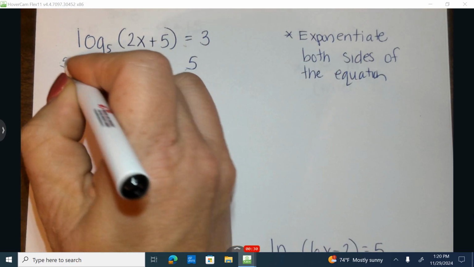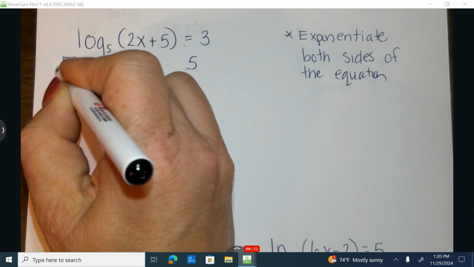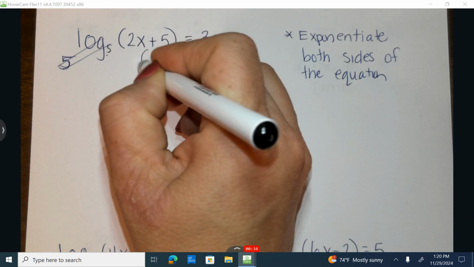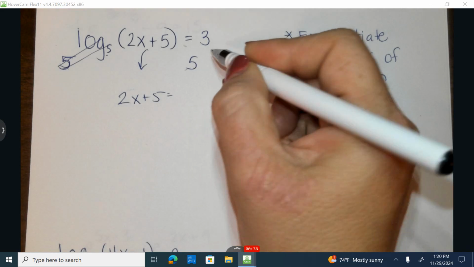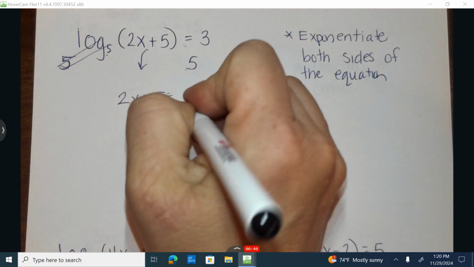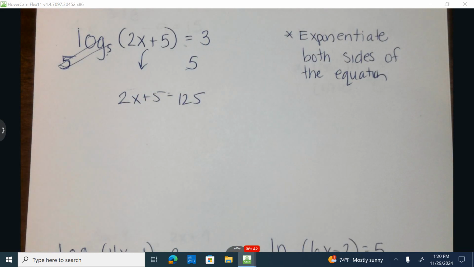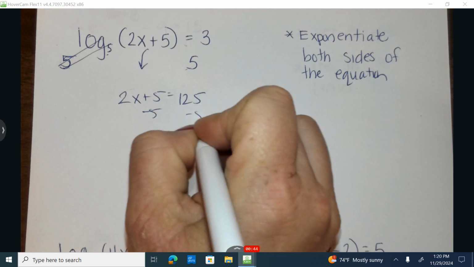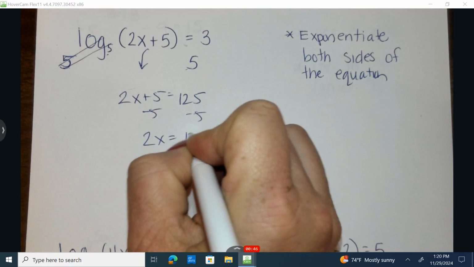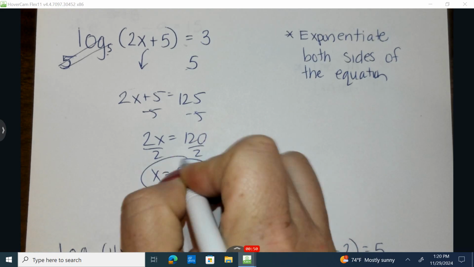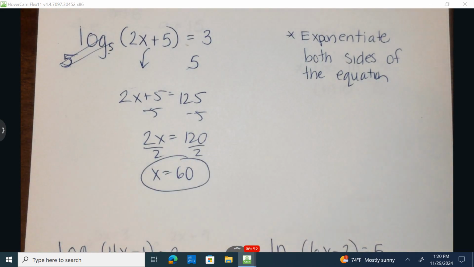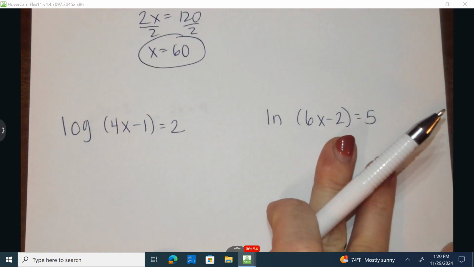On the left-hand side, base 5 and log base 5 are going to simplify to 1, and we bring down what is in back, which in this case is 2x plus 5. 5 to the third is not 15, it's 5 times 5 times 5, which is 125. Subtracting 5 from both sides, I get 2x equals 120, and dividing by 2, I have x equals 60. All right, let's look down below at a similar example.